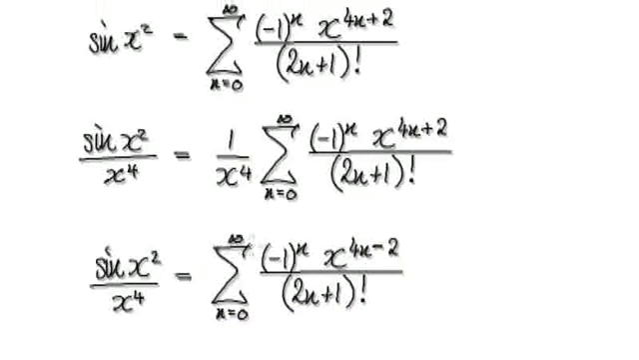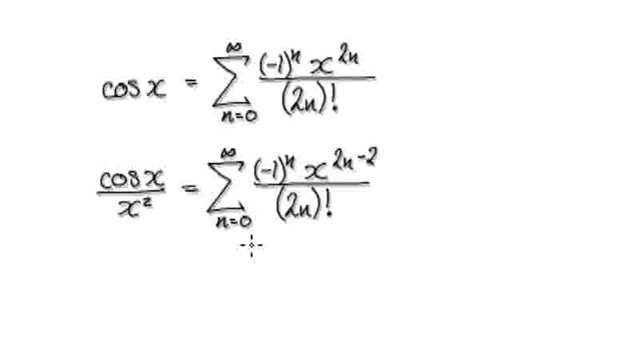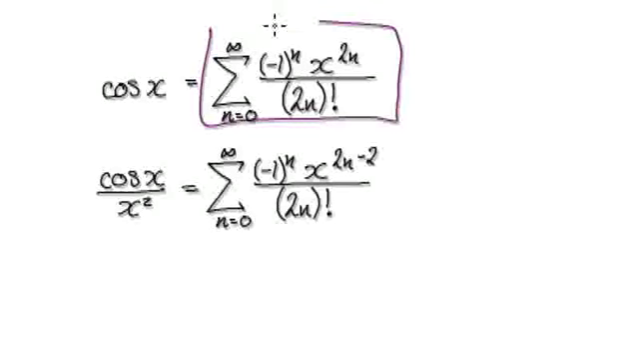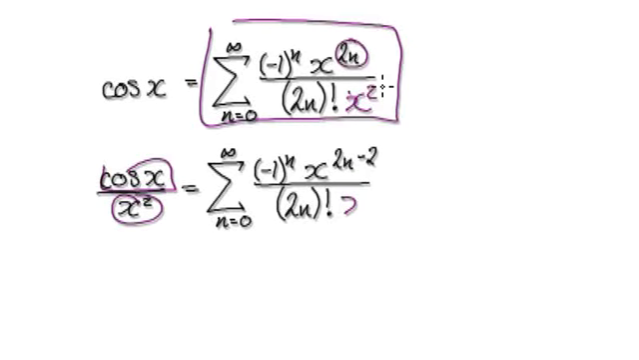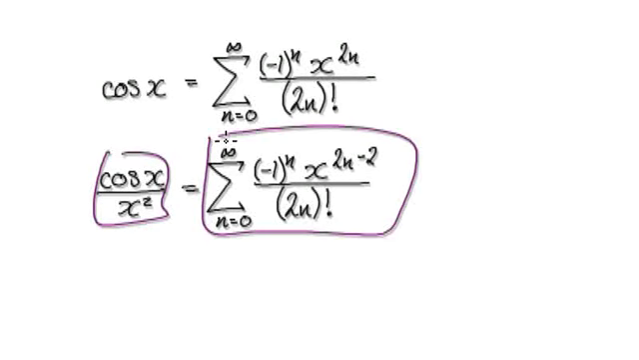Okay, so now we need to look at cos x. So cos of x equals this. So cos of x over x squared will be you doing this x squared. So it would be this take away this. That would then give you this thing here. Well, this whole block here equals this.